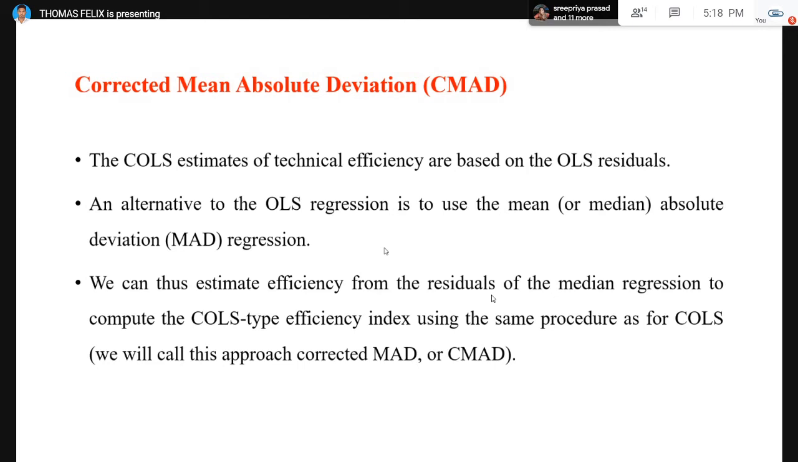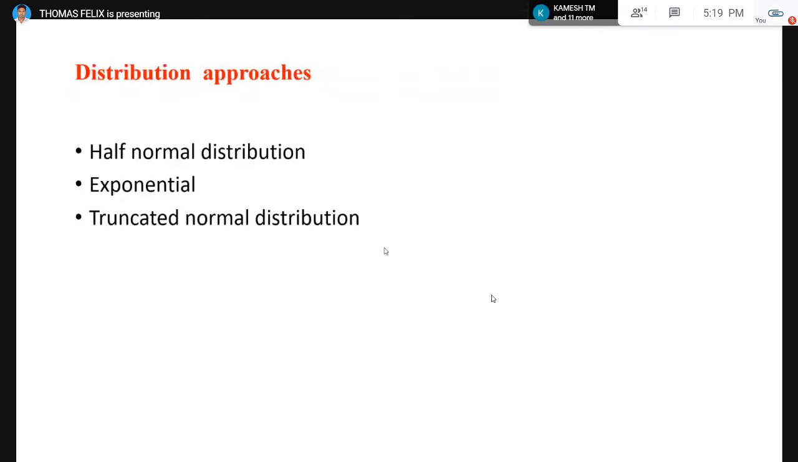But the basic assumption is the error has two different components. One is random error, another one is inefficiency error. But in the case of distribution free approach, it does not include both errors. It includes only one error. That is, all the errors are considered as an inefficiency error. Because of these things only, we are using different distributional approaches. There are so many distributional approaches, and based on the approaches, we are able to derive the technical efficiency.